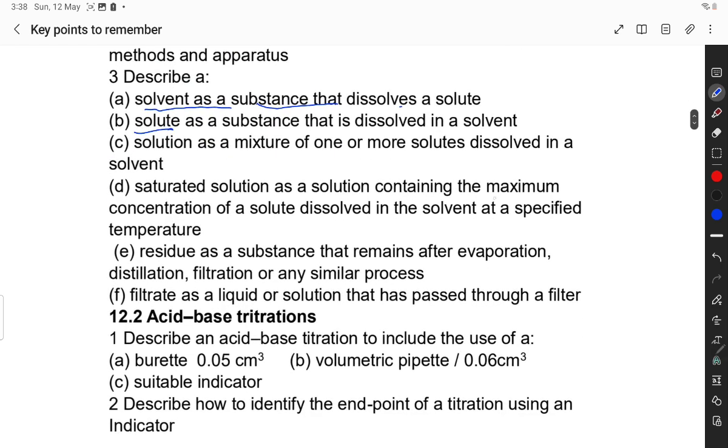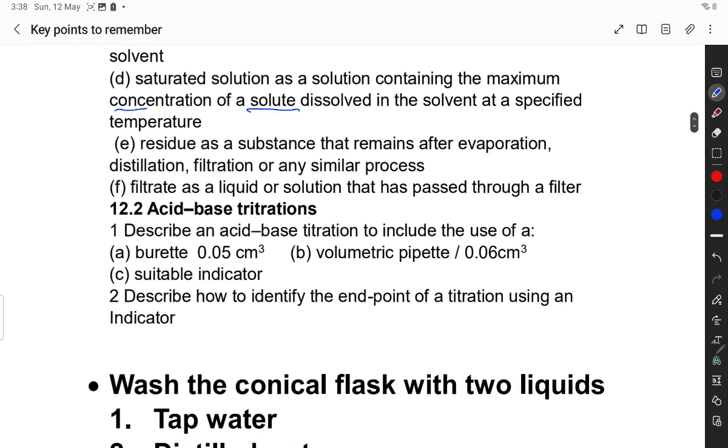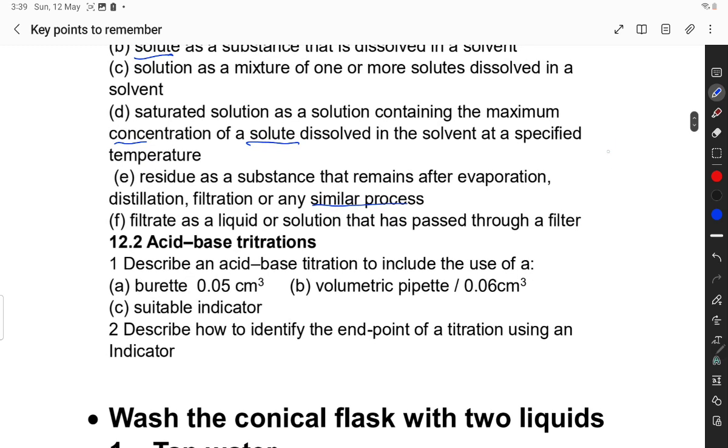A saturated solution is a solution containing the maximum concentration of solute dissolved in the solvent at a specified temperature. A residue is a substance that remains after evaporation, distillation, filtration or any similar process. In this experiment to separate a solid from a solution, this is the filter funnel and this is the residue. Over here is the residue, and the solution which passes through is the filtrate.